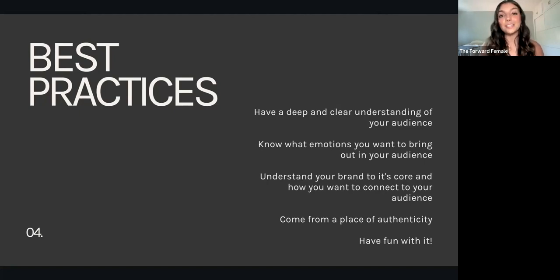And then always be authentic. People can sniff out inauthentic people and fakeness right away, and you don't have to show up as anything other than true to you, your brand, your mission, your vision. So show up as authentically as you can, and then have fun with it.